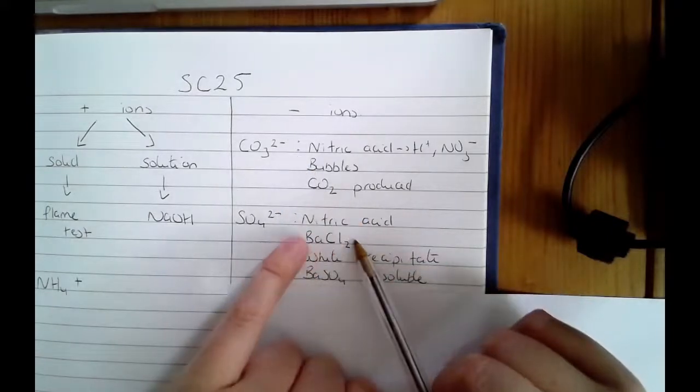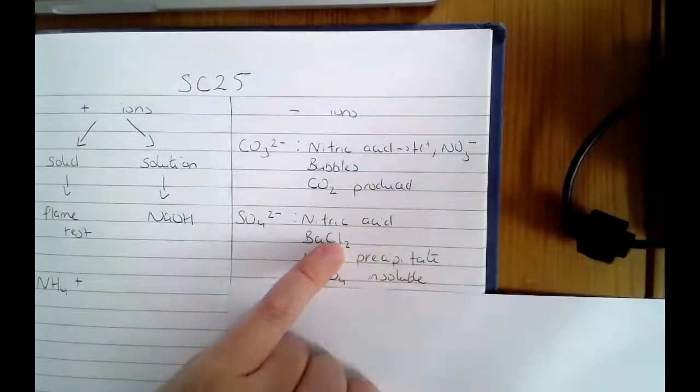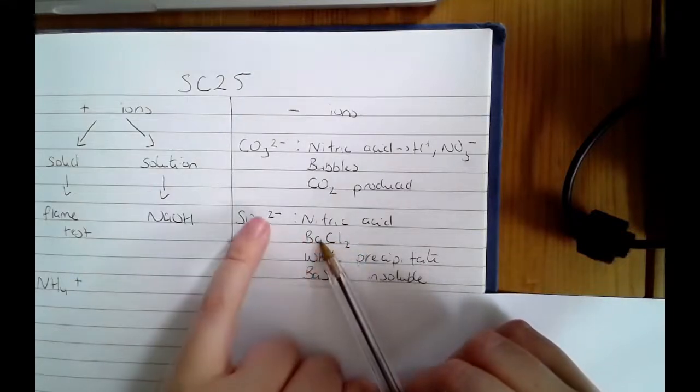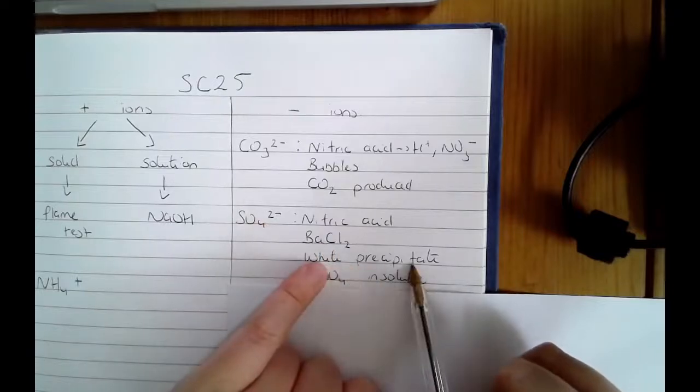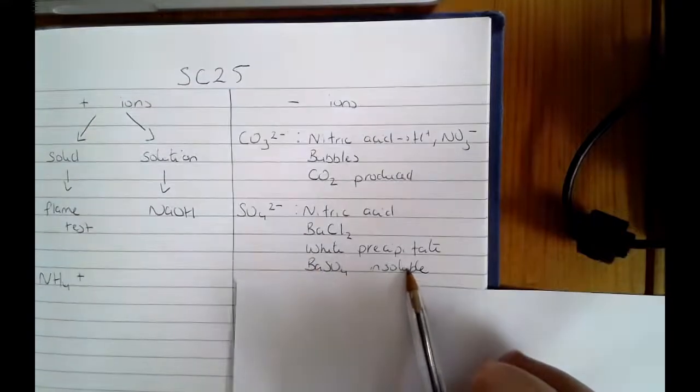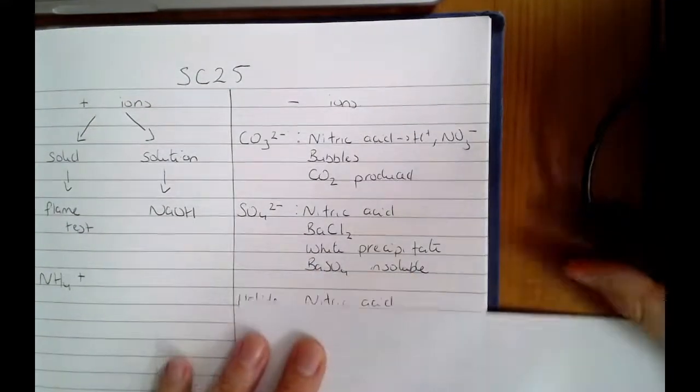I move on to the sulfate test, and I'm adding barium chloride, and what will happen is the barium from the barium chloride reacts with the sulfate if it is present and gives you a white precipitate, and the reason is because barium sulfate is insoluble in water, that's why it forms a solid precipitate.